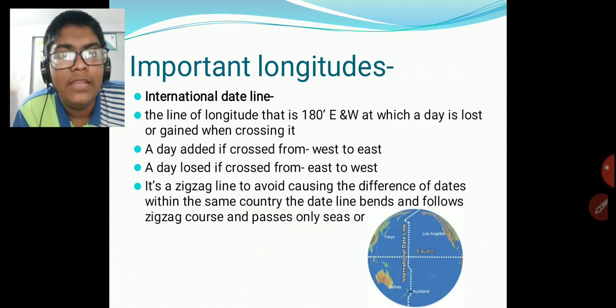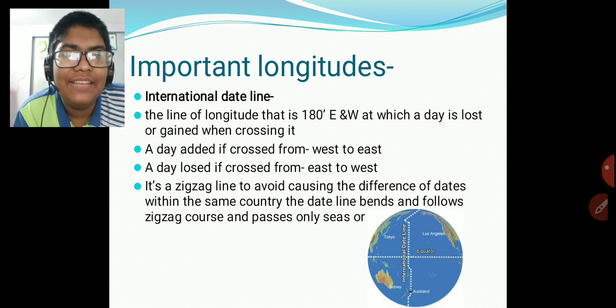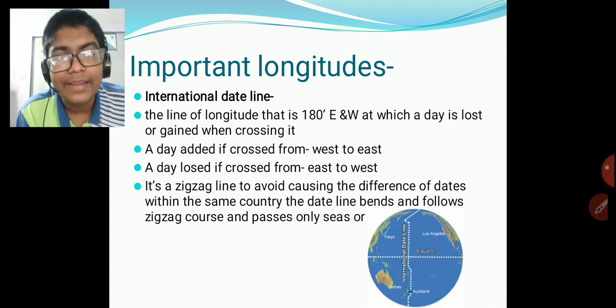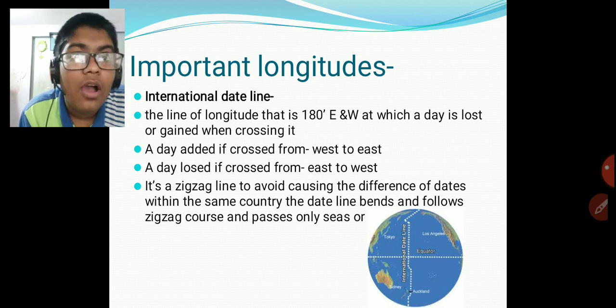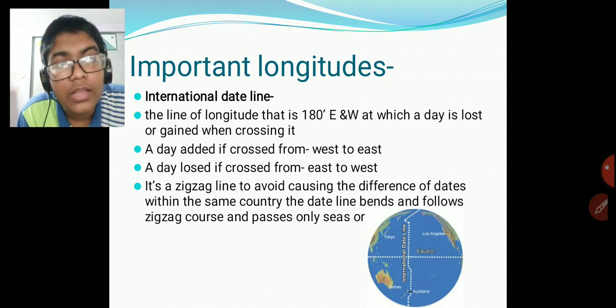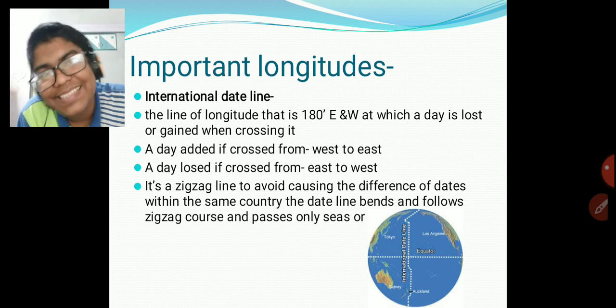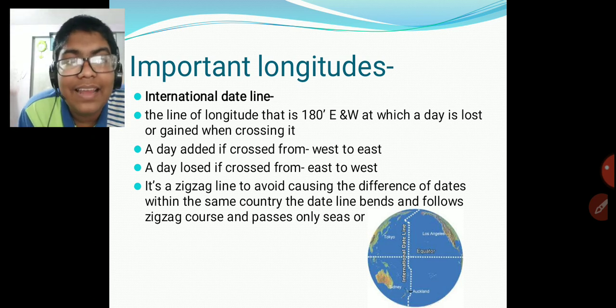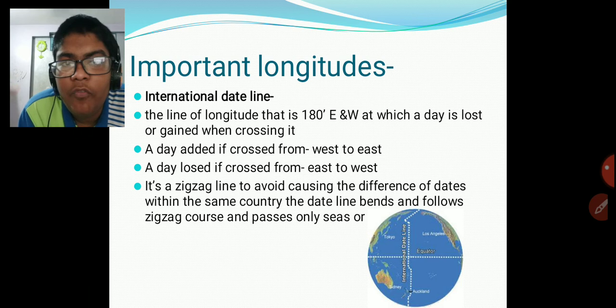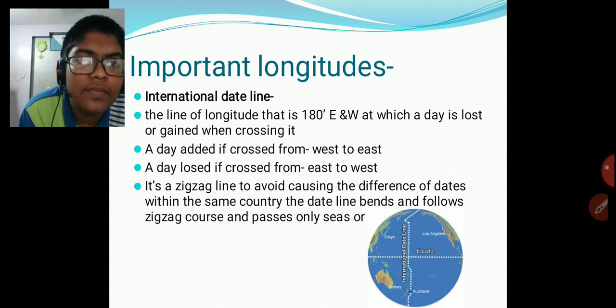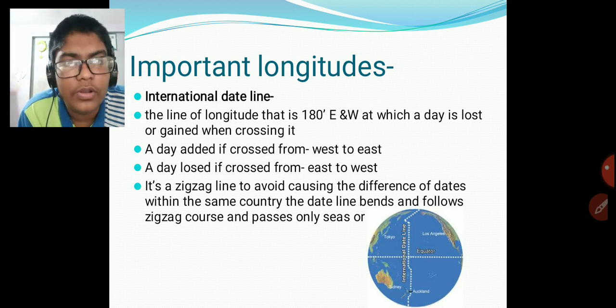Next is the International Date Line. The International Date Line is the line of longitude at 180 degrees east and west, at which a day is lost or gained when crossing it. A day is added if we go from west to east of the date line, or a day is lost if we cross it from east to west. It is a zigzag line to avoid causing difference in dates within the same country, and the date line bends in a zigzag course and passes only through seas or water bodies.